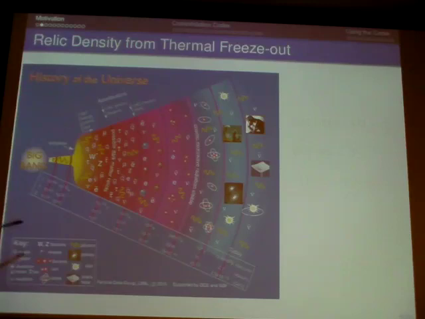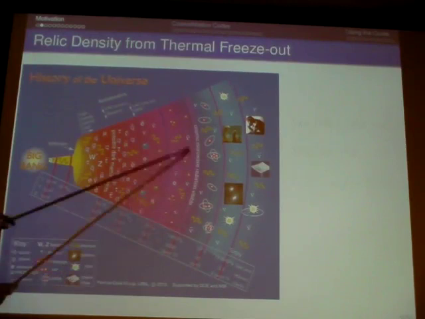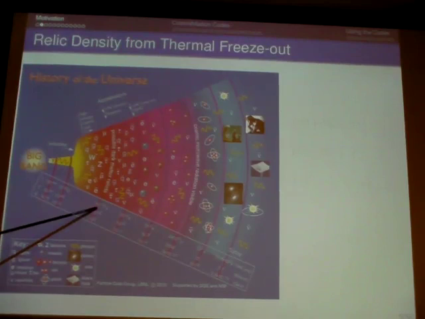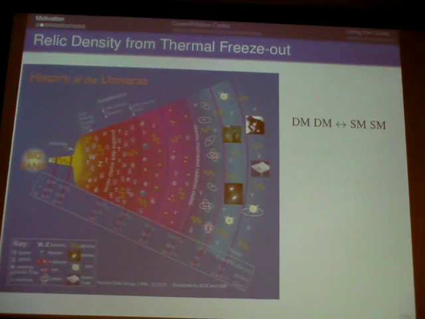Then in the history of the universe, we go on, there's electroweak symmetry breaking here, then protons and neutrons form, nuclei form, and then finally we have recombination, and the CMB comes from here. This is about 30,000 years after the Big Bang. But for this production of dark matter, we're right back here at 10 to the minus 10 seconds. The way this freeze-out mechanism works is that you have some processes that keep dark matter in equilibrium with the standard model particles.